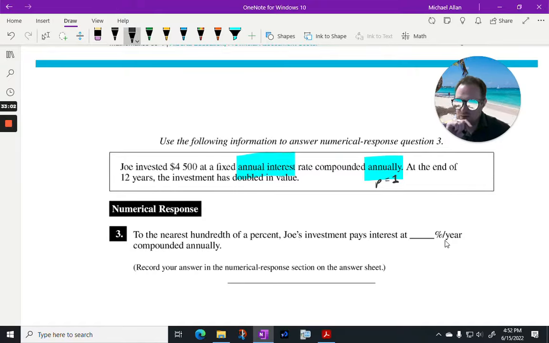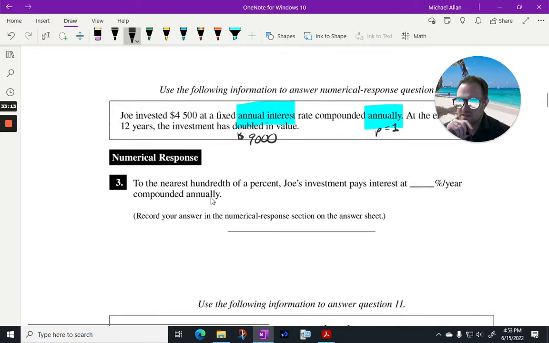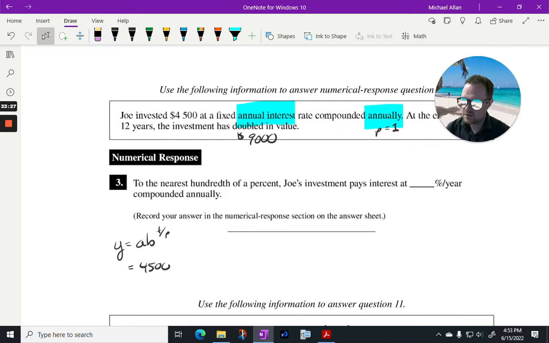We're trying to find the per year interest. It's 12 years later. His value has doubled, so he has $9,000 after 12 years. So we're going to set up the equation here. Our typical formula that says y is equal to a b to the t over p. We're just going to fill in all the pieces that we know. So we know that our initial amount, 4,500, I'll put that there. My b is what we're trying to find. We'll see why that is in a second, or how we're going to use that in a second. Our t is 12, and our p is 1. So I'll put a 1 there, and I'll put a 9,000 on that side.